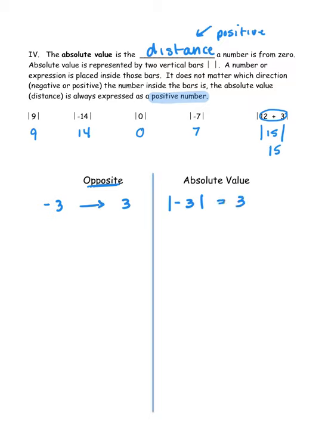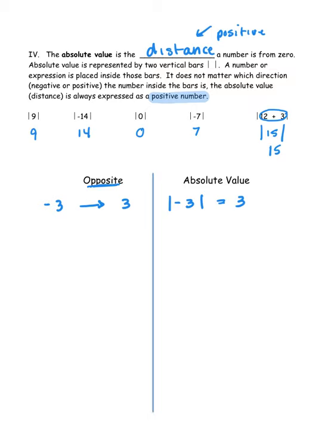You're going to notice the opposite. I'm not saying they're equal. I'm showing the opposite thing. However, when I work with absolute value, I have to find the ultimate value or the end value, which is 3 units away from 0.